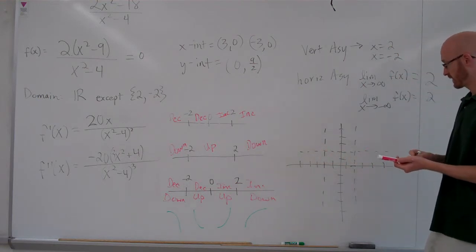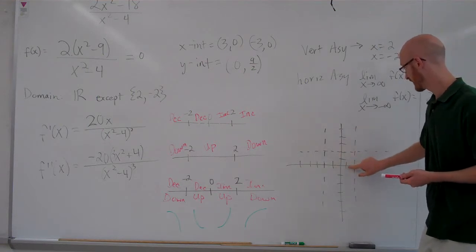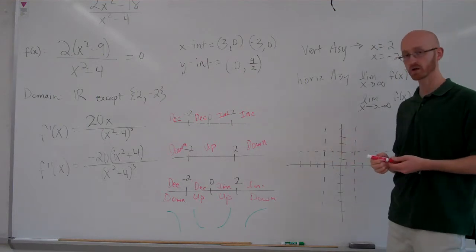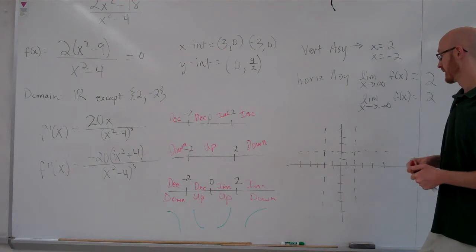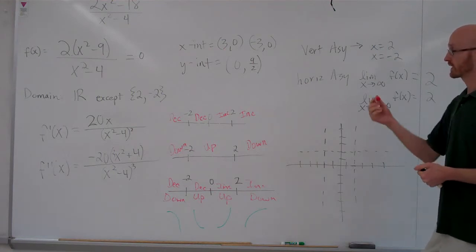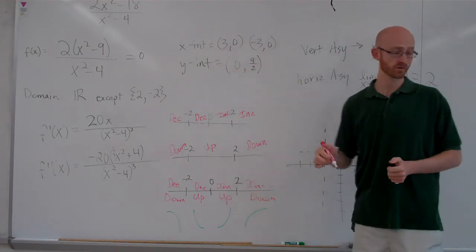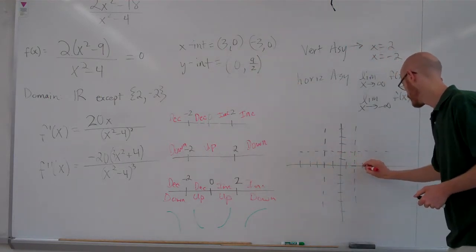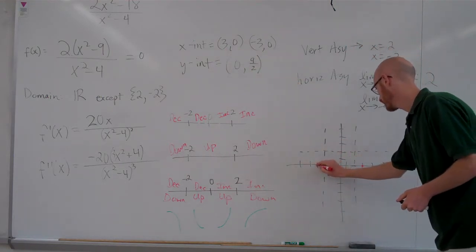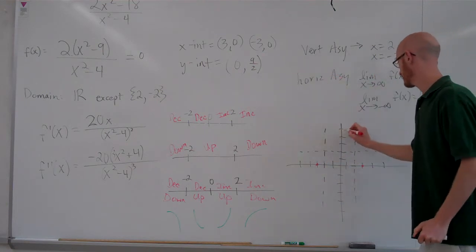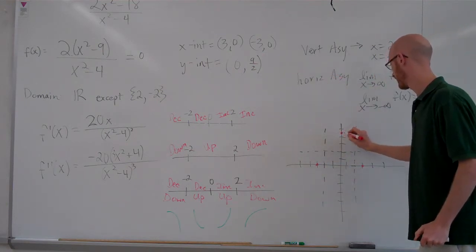So we're already bounded by all these asymptotes. Obviously we can't cross them, them being asymptotes. And then I'm going to start my graph in red here, and I've got the x-intercepts at (3, 0) and (-3, 0), and the y-intercept is at 4.5.